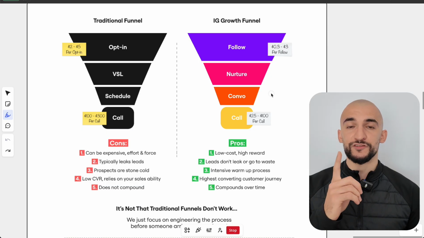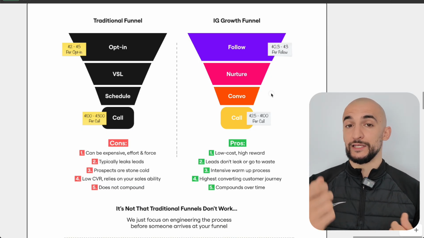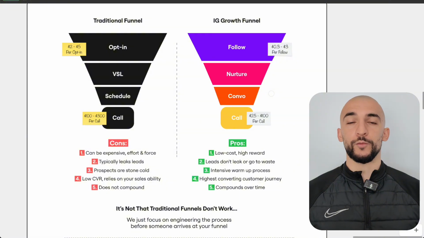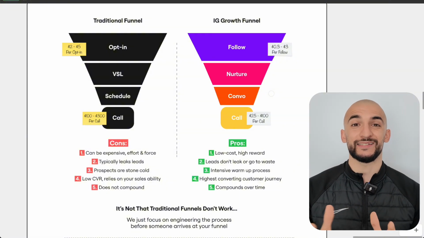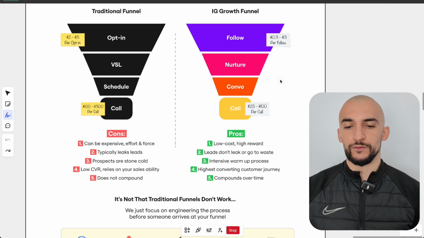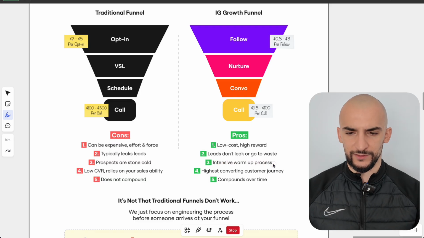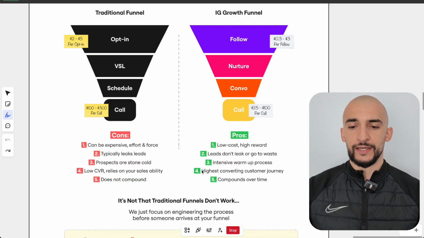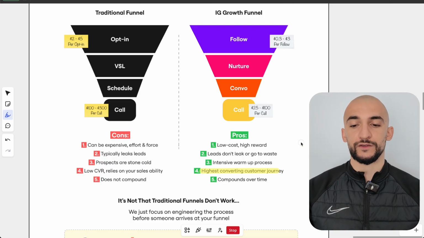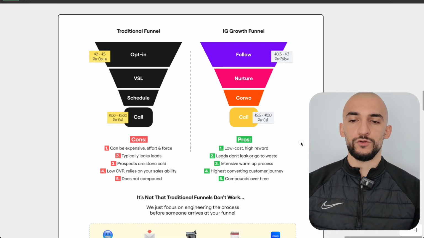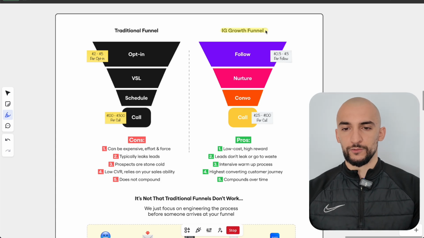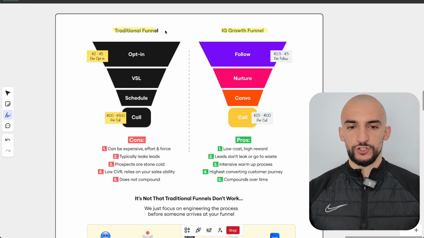Even if someone sees your follower ad and clicks on your profile but doesn't even follow you, we can still retarget that with an Instagram profile visit retargeting campaign, right? So there's a bunch of stuff that we can do here. It's intensive when it comes to the warm-up process. I'm going to walk you through how we do that in a moment. And personally, based on my experience, it's the highest converting customer journey if you take a prospect through the Instagram growth funnel compared to a traditional funnel.